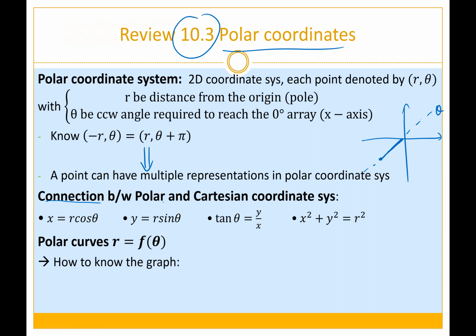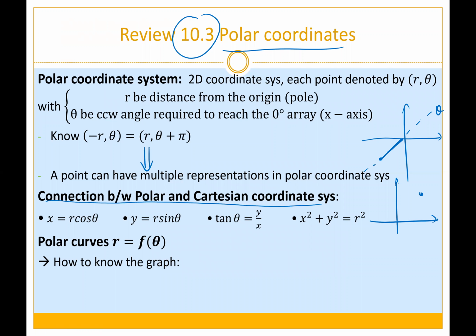We also have connections between the polar and Cartesian coordinate systems. Similar to parametric curves, when we learn about polar coordinates, we'll usually try to convert between polar coordinates and Cartesian equations. To do that, you substitute x equals r cosine theta, which is very simple if you look at the following graph.